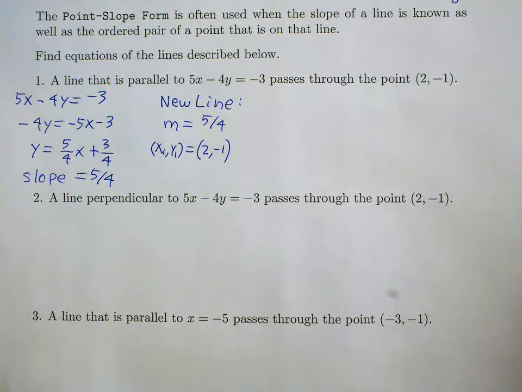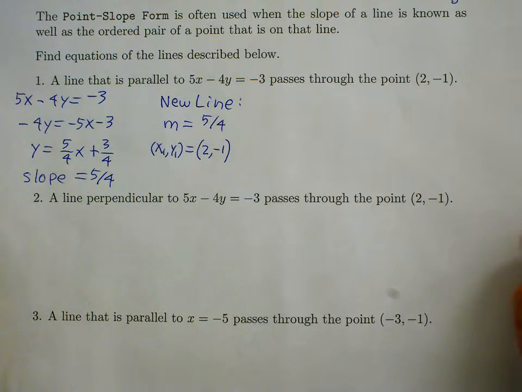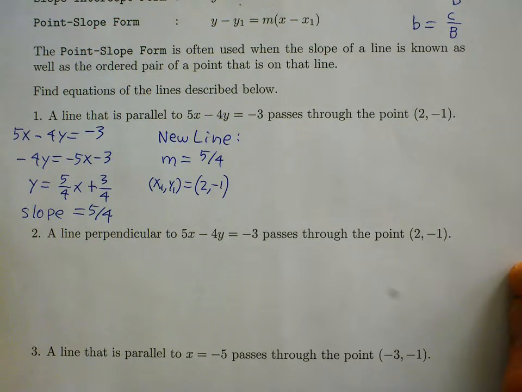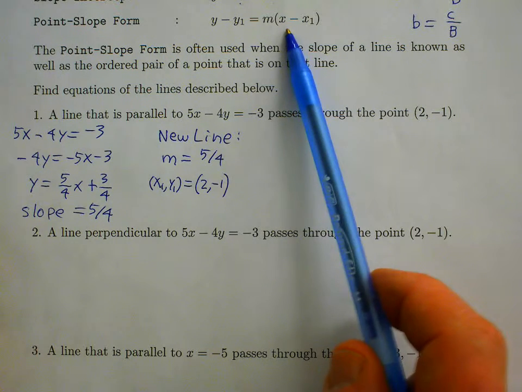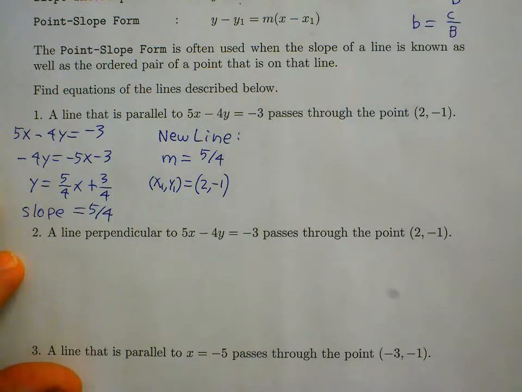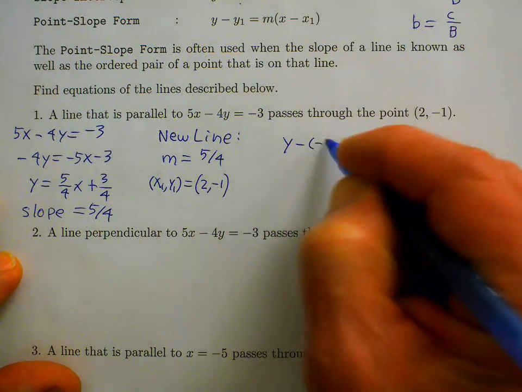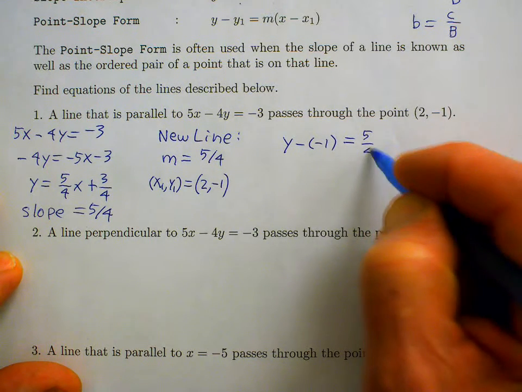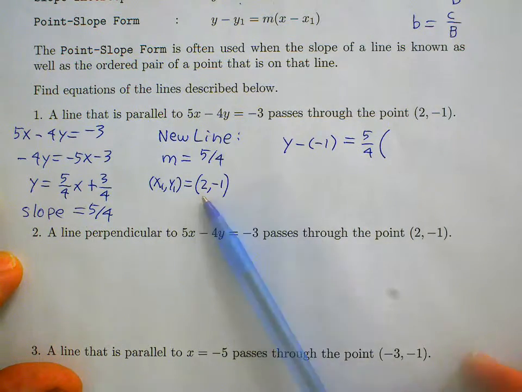And what's the next step? Yeah, now we use the point slope form. Pull the paper down a little bit so at the top you can see the point slope form, y minus y1 equals m times the quantity x minus x1. Okay, so we're all set. y minus y1 in this case is y minus negative 1. And that's equal to the slope 5/4 times the quantity x minus x1. So in this case, x minus 2.